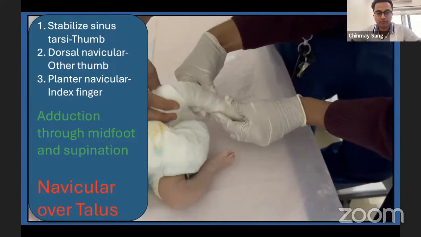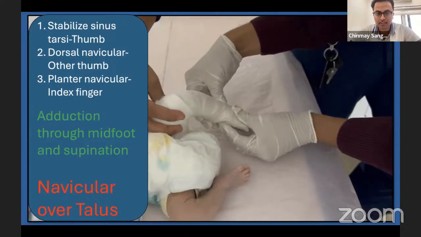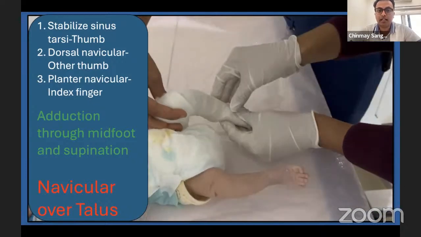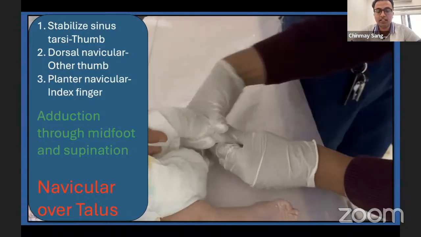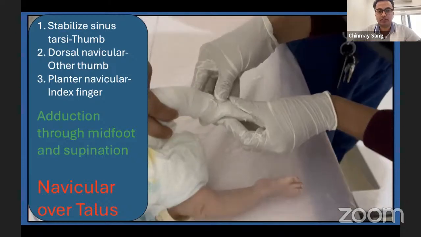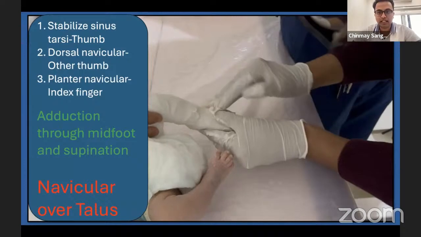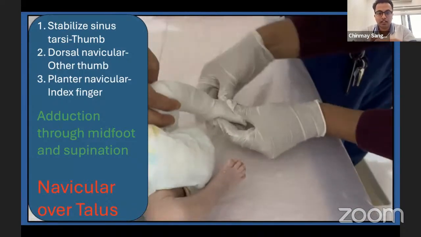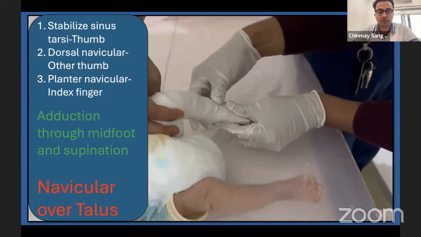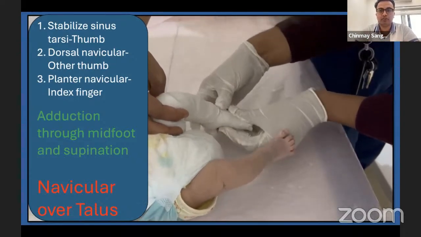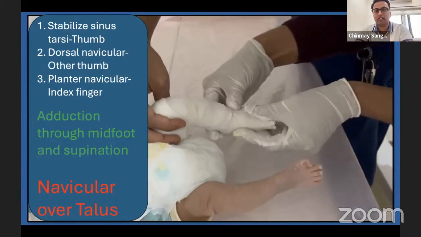We have to use both thumbs. What I'm doing in this X-ray, with the opposite hand, I stabilize the sinus tarsi. With my other thumb, I am palpating the dorsal navicular. My index finger is on the plantar aspect of the navicular, and I give a gentle traction to align the navicular over the talar head, and at the same time with the index finger I am pushing the talar head upward and in a lateral direction. Whenever this alignment is obtained and subtalar inversion is attained, we do a plantar flexion at the ankle to align all these bony fragments in a line.